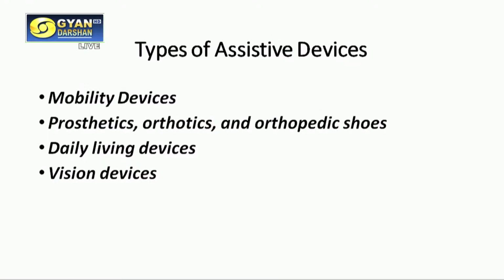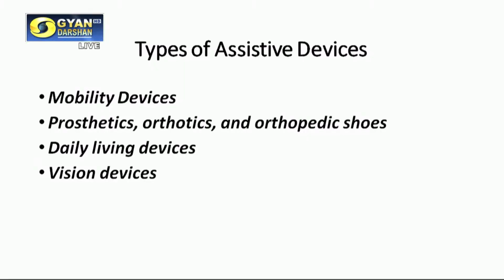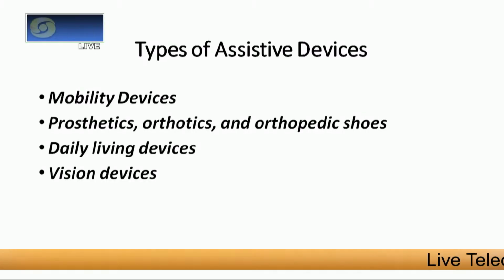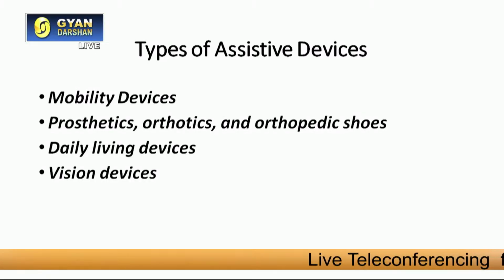We also have prosthetics, that is artificial limbs, orthotics, which is basically something that supports a body part which is not functioning well. So spinal braces or calipers, these come under the category of orthotics. And also we have orthopedic shoes, so very specially designed shoes that help an individual to walk better or to have greater comfort in walking. There are also many daily living devices. So you may see certain kinds of cups or sippers which will help a person to drink water or drink liquids in an easier manner.